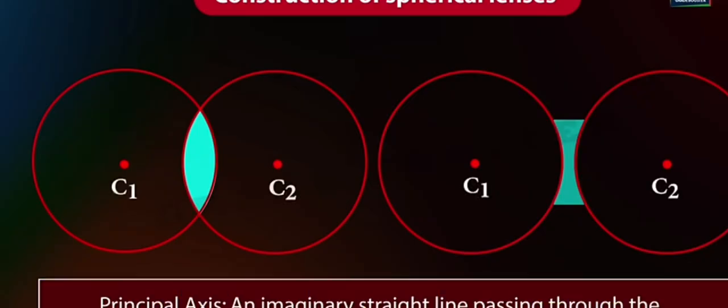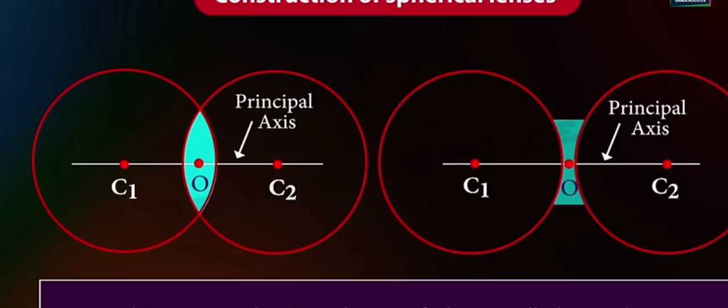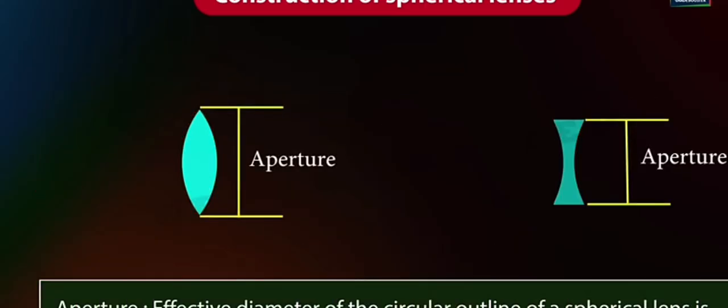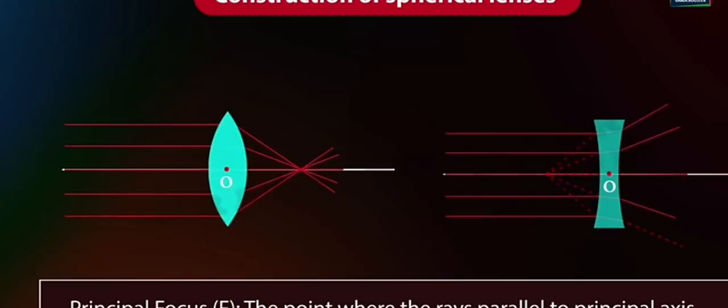Principal axis. An imaginary straight line passing through the two centers of curvature of a lens is called its principal axis. Optical center O. The central point of a lens is called the optical center. Aperture. The effective diameter of the circular outline of a spherical lens is called its aperture. Principal focus F. The point where the rays parallel to the principal axis meet after refraction is called the principal focus. A lens has two principal foci. Focal length F.